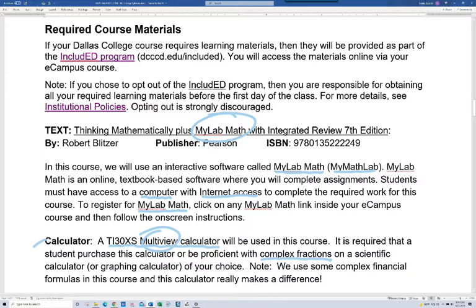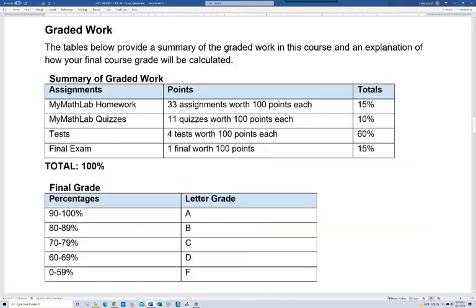If you're really good on a calculator, you might be okay. If you already have something you can use and you're really good on it. But this calculator makes things a lot easier, especially in that one chapter.